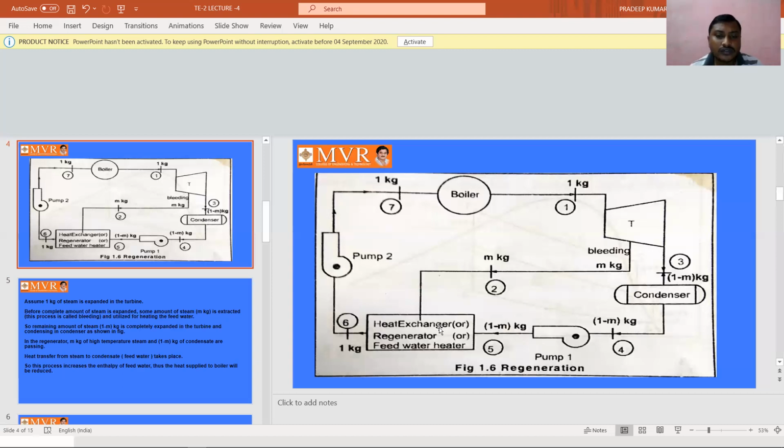The extracted steam from the turbine is given to this feed water heater for heating the feed water coming out from the condenser, and 1 kg of steam is again sent to pump 2, and from pump 2 we send it to the boiler. This is about the regeneration which has been done here.